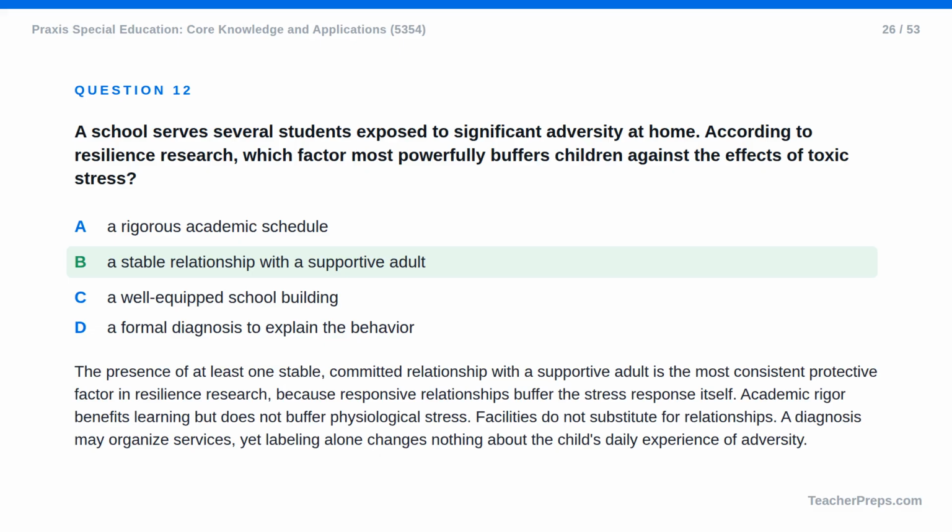Academic rigor benefits learning, but does not buffer physiological stress. Facilities do not substitute for relationships. A diagnosis may organize services, yet labeling alone changes nothing about the child's daily experience of adversity.